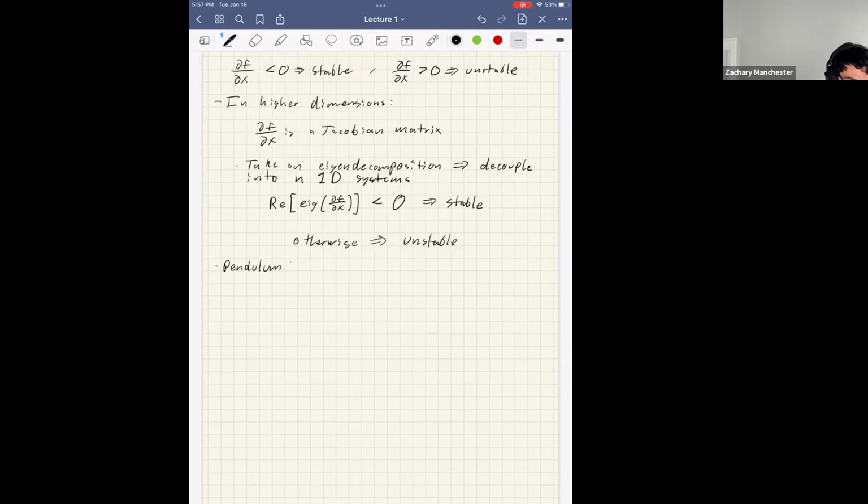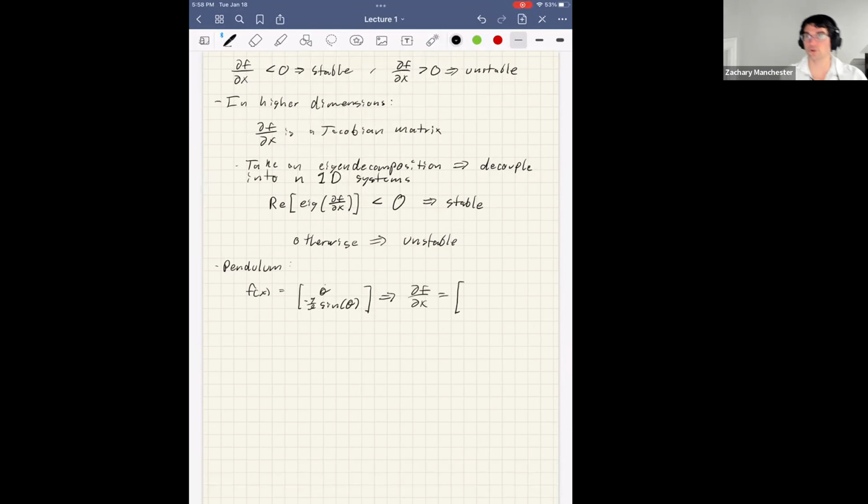And the result should not be surprising. So we got our f of x, theta dot, minus g over L sine theta. I can take the Jacobian of this, partial f, partial x. This is going to be a 2x2 matrix, right? And that matrix, I'm just going to do this real quick by hand.